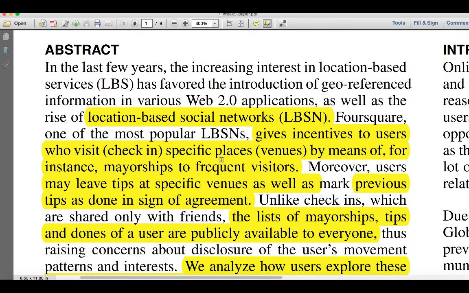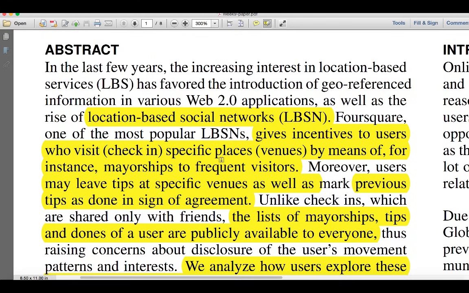So check-ins is the action to be in that place. Venues is the location or the places. Mayorships. They can also leave tips. Tips at specific venues is the information that people put in to Foursquare saying, I checked into this location, for example, Saravana Bhavan, I had food, was pretty good.